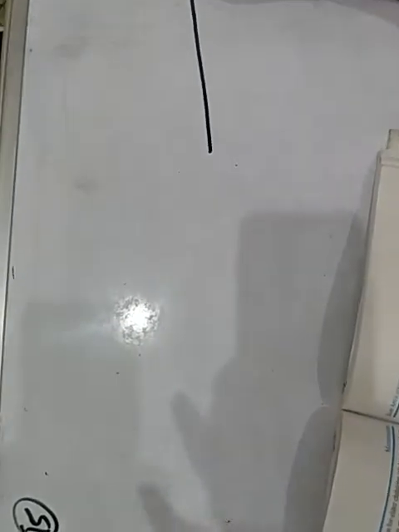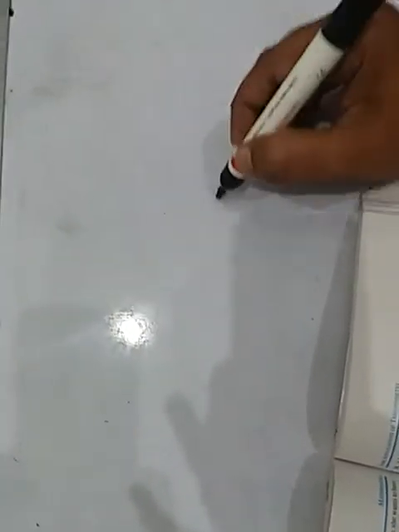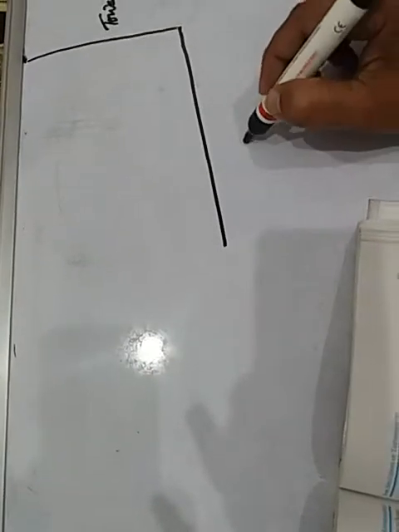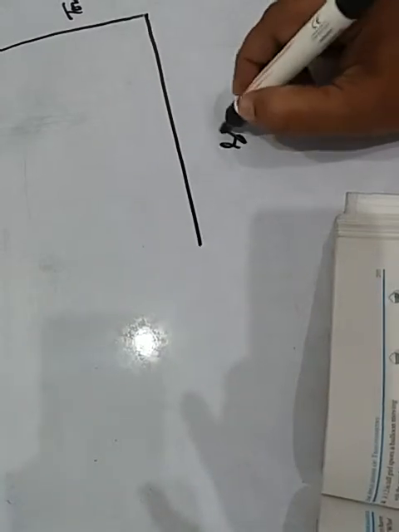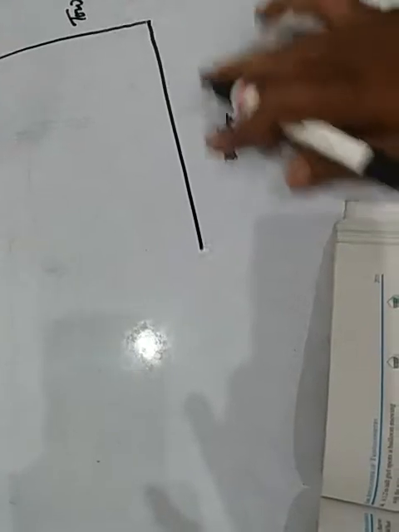A straight highway leads to the foot of a tower. Clear? A straight highway is there. Highway means road is there. That leads to the foot of the tower. That leads means that it goes to the foot of the tower. Clear? This is the tower. This is the straight highway. Write down.